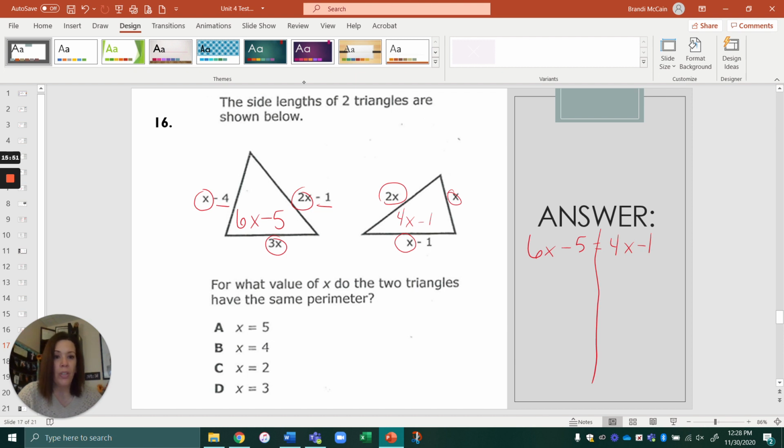Variables on one side, numbers on the other side. So subtract 4x from both sides. That gives me 2x minus 5 equals -1. I'm subtracting 5, so I'm going to add 5 to both sides. Zeroes out. So 2x equals -1 plus 5, which is a +4. Now I need to get rid of this 2 on both sides. So I'm going to divide by 2 on both sides. And x is going to equal 2. So that one is going to be C. Okay, 16 is C.